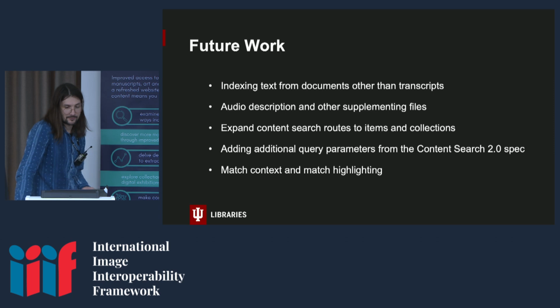Indexing text from documents other than transcripts. We have transcripts and captions, of course, which are most of what we're dealing with, but there are other textual documents associated with media files that we would want to support. Things like audio description as well, which we haven't really started working on, but is an example of a supplemental file that we would want to index and be able to search. And then the search routes themselves. Right now, the manifests that we generate are limited to those media items. Expanding it out will allow us to expand content search out, so it would be great to do it at the item level or the collection level and get results.